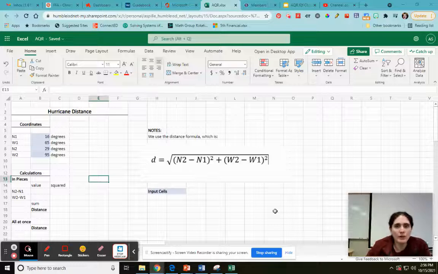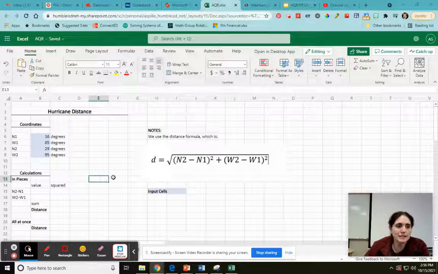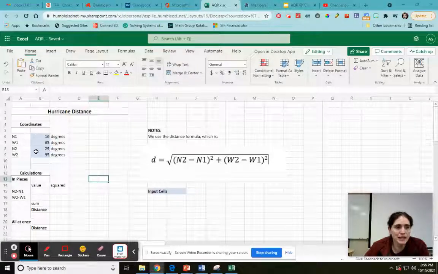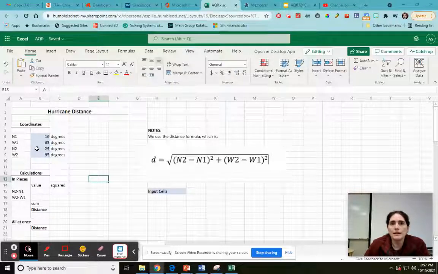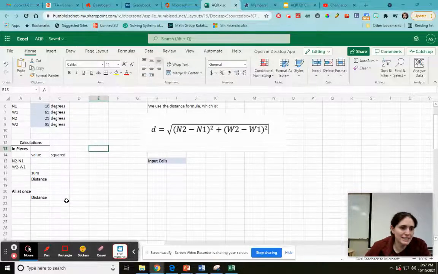Okay, this is a real quick video on calculating hurricane distance. So we have two coordinate points. We have 16 north, 65 degrees west, and then we have 29 degrees north, 95 degrees west. So we want to take these coordinate points and we want to end up with distance. First we want to end up with distance in degrees, and then we want to convert that to nautical miles. So for distance in degrees, we're going to use the distance formula.